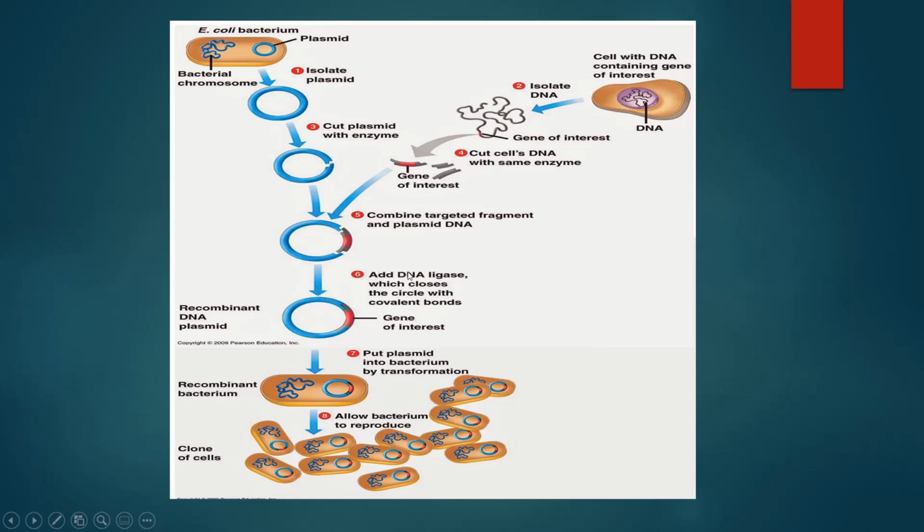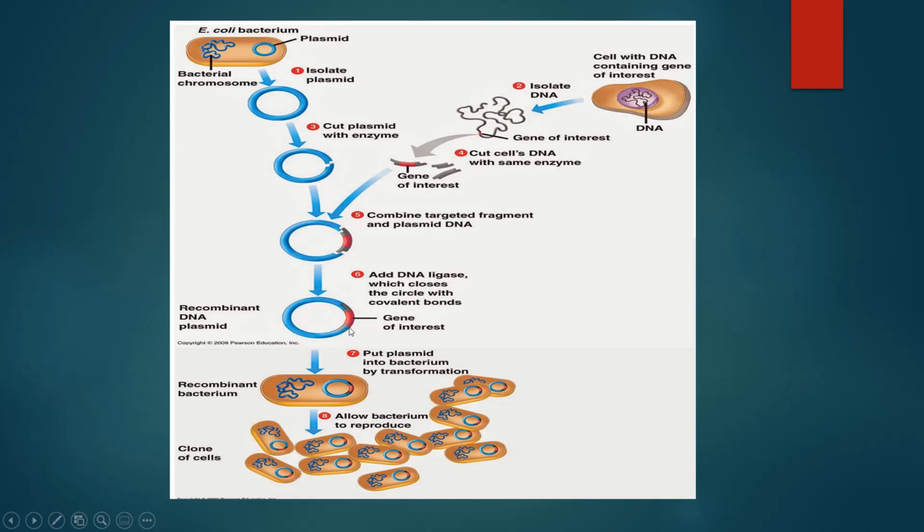By adding DNA ligase, which closes the circle with a covalent bond. That means whatever gaps or nicks are formed during recombination, these nicks are sealed with DNA ligase. This process is called DNA ligation. So this is our gene of interest. So this is a recombinant DNA. So this is the gene of interest and this is the vector DNA molecule.